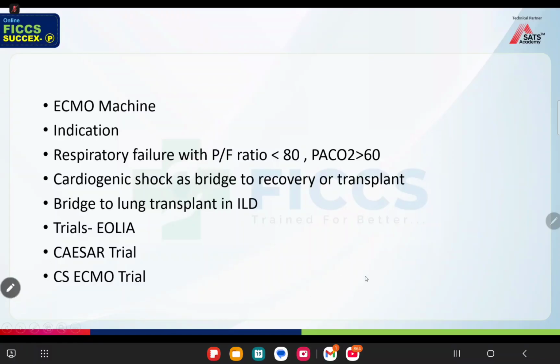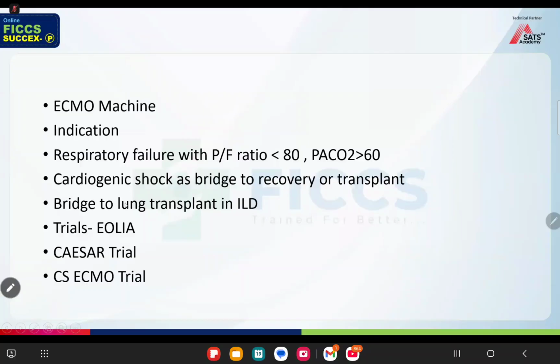Cardiogenic shock, as bridge to recovery or transplant. In ILD patients, if they come with hypoxia, it is bridge to transplant, because obviously we are not expecting that the patient is going to recover with that. Trials: the EOLIA trial, the CESAR trial, you already mentioned. For VA ECMO, it is the ECMO-CS trial, cardiogenic shock ECMO trial.